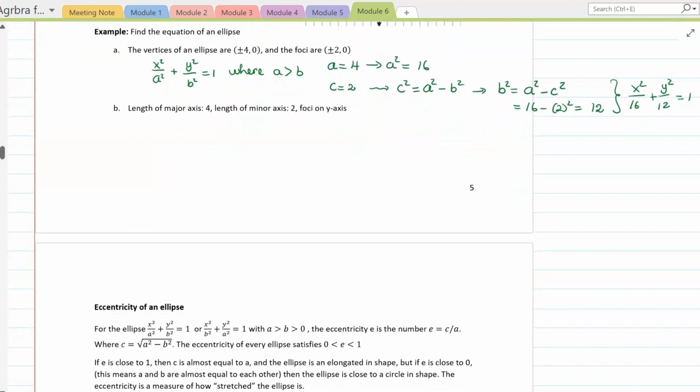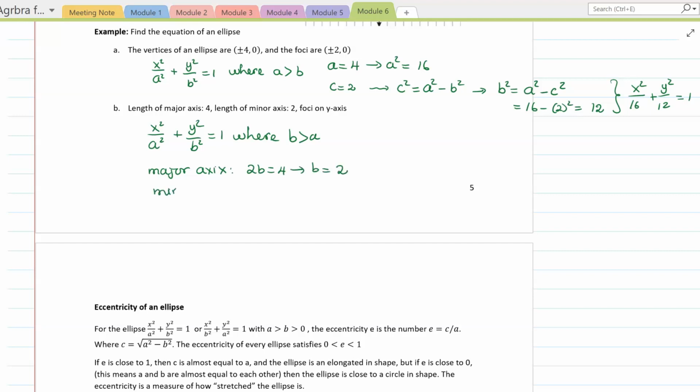Next up, the length of the major axis equals 4, the length of the minor axis equals 2, and the foci are on the y-axis. So we have the situation where x squared over a squared plus y squared over b squared equals 1, where b is greater than a. The length of the major axis equals 4, so 2b equals 4. This means b equals 2. And the minor axis is 2a equals 2. This then implies a equals 1. So we have the equation x squared over 1 plus y squared over 4 equals 1.